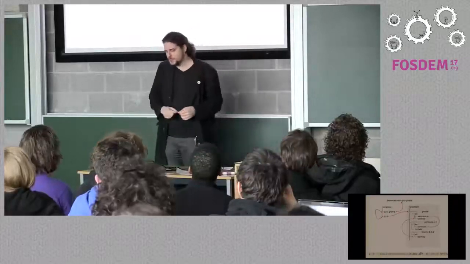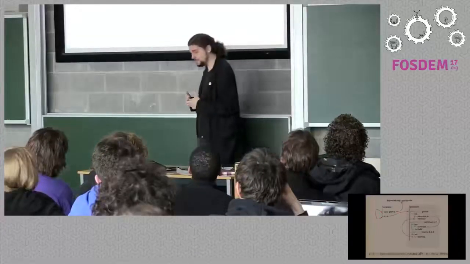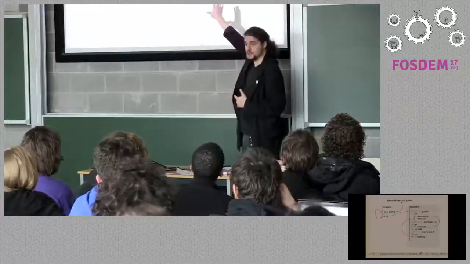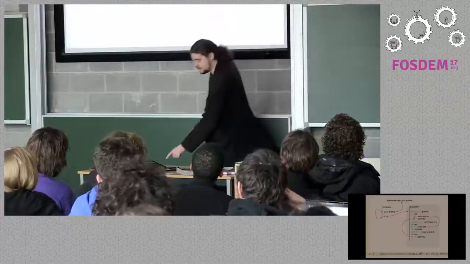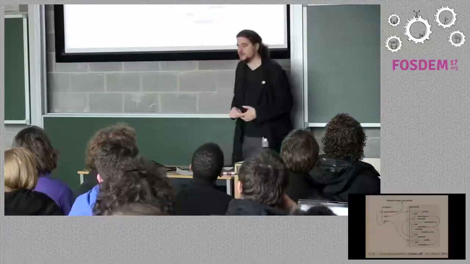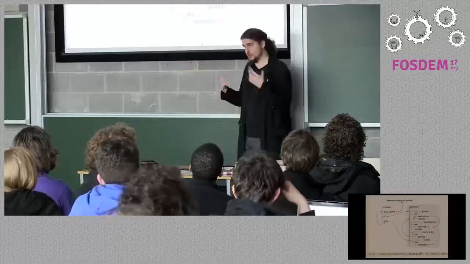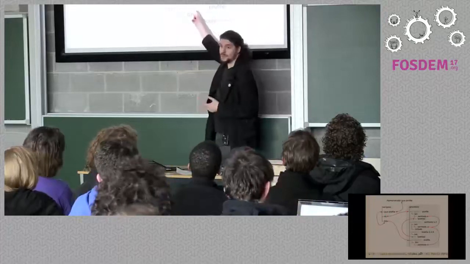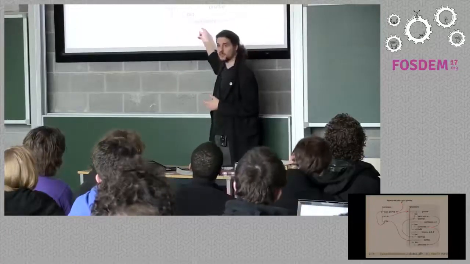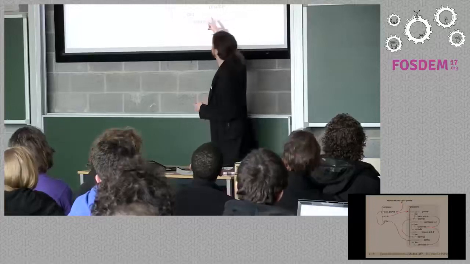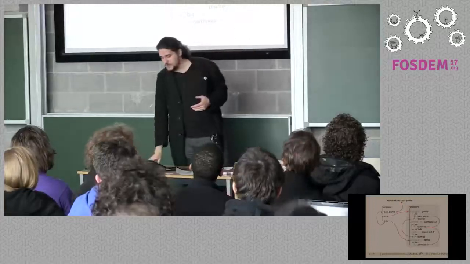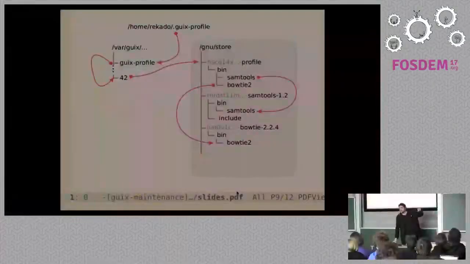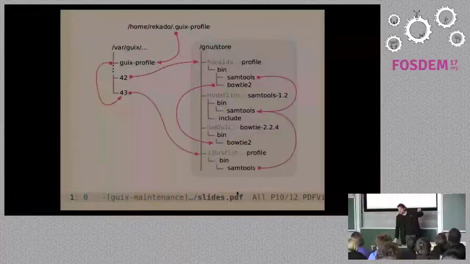Right? So if I were to remove a piece of software, I'm not going to modify anything in there because the store is immutable. Instead, what I would do is create a new generation of my profile. Now it's generation 43, which points to a new profile, which no longer contains the package that I removed. But if I wanted to, I could just go back, right? I could just change the Guix profile link to 42 again. Go back and forth and back and forth and back and forth.